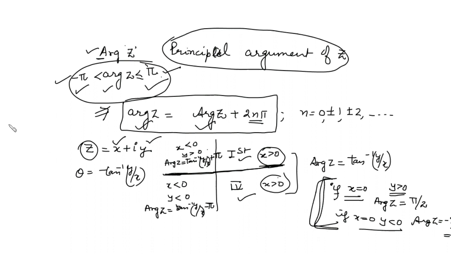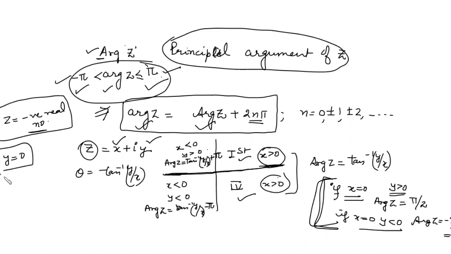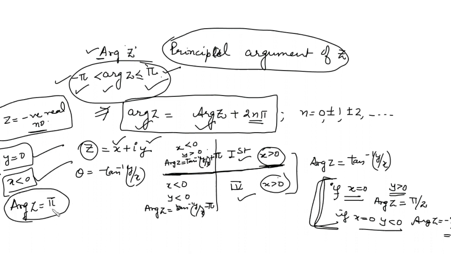But if z is a negative real number, meaning your y is 0 but x is negative, in that case your tan inverse will be 0. So in that case, what will be the value of the argument of z? It will be pi. So when your y is 0 and x is negative, the principal argument of z will be pi, right?